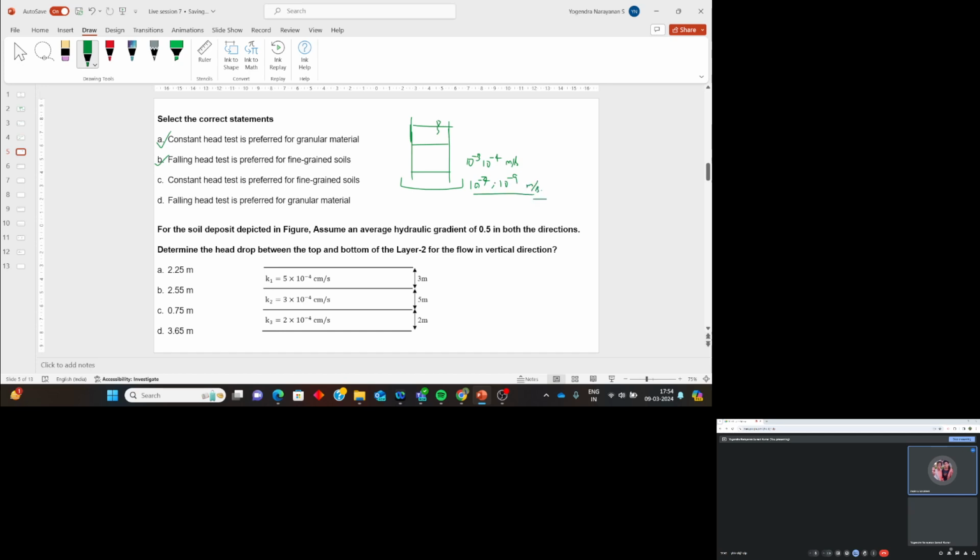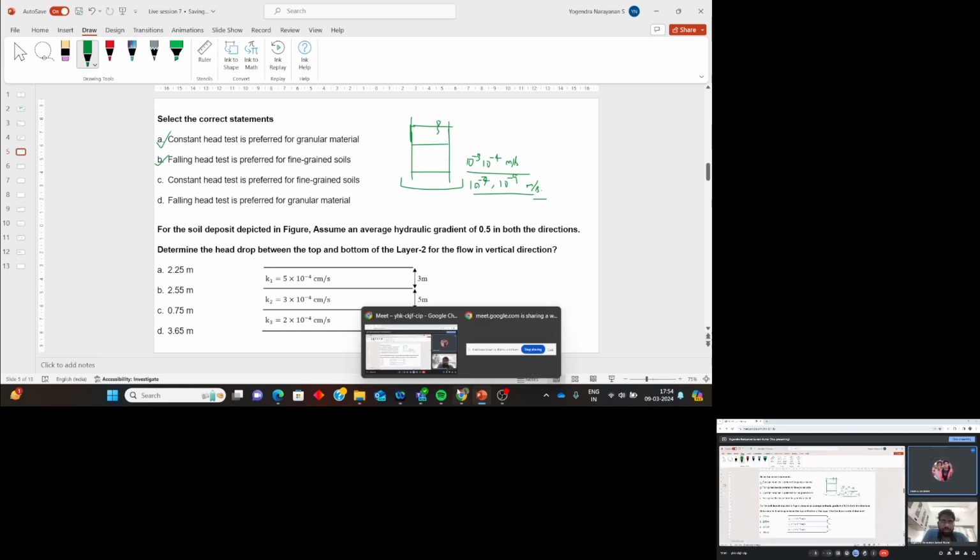Right? Now consider you are conducting a falling head test for granular soils. So you will prepare a sand column and you will be maintaining a head and you will start your timer to measure the discharge. What will happen to the discharge here? Any idea?